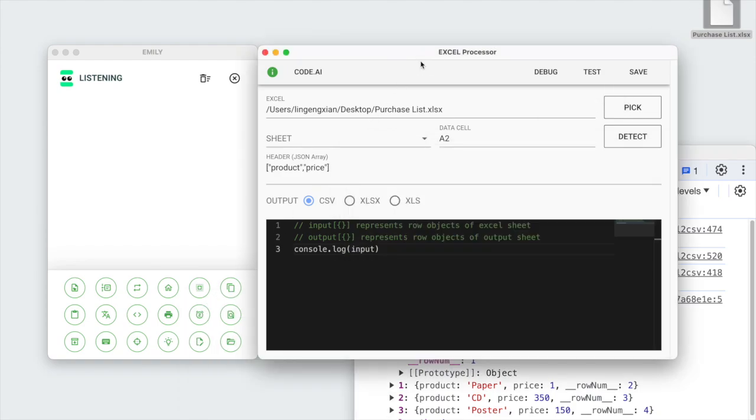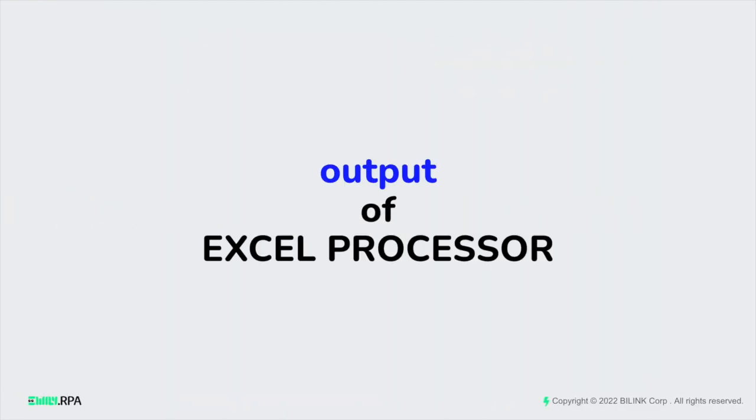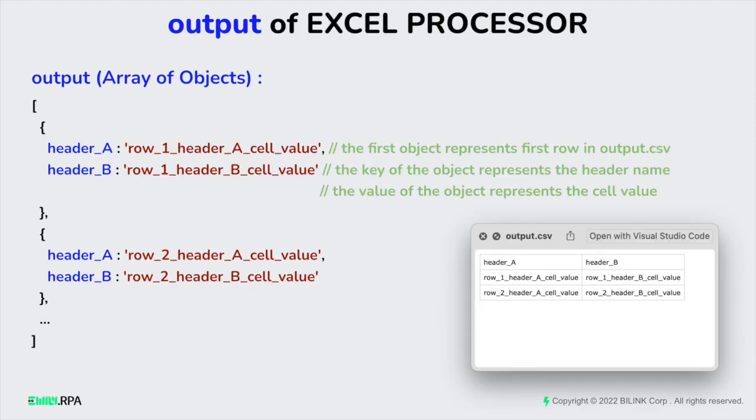Let's take a look at the output variable in the Excel processor module. The function of the output variable is to output the specified information to a table file named output.csv. The output variable is formatted as an array of objects. Each object in the array represents a row of information in the table. Each key in each object is a header in the table, and the value corresponding to the key is the value of the cell at that row and header.